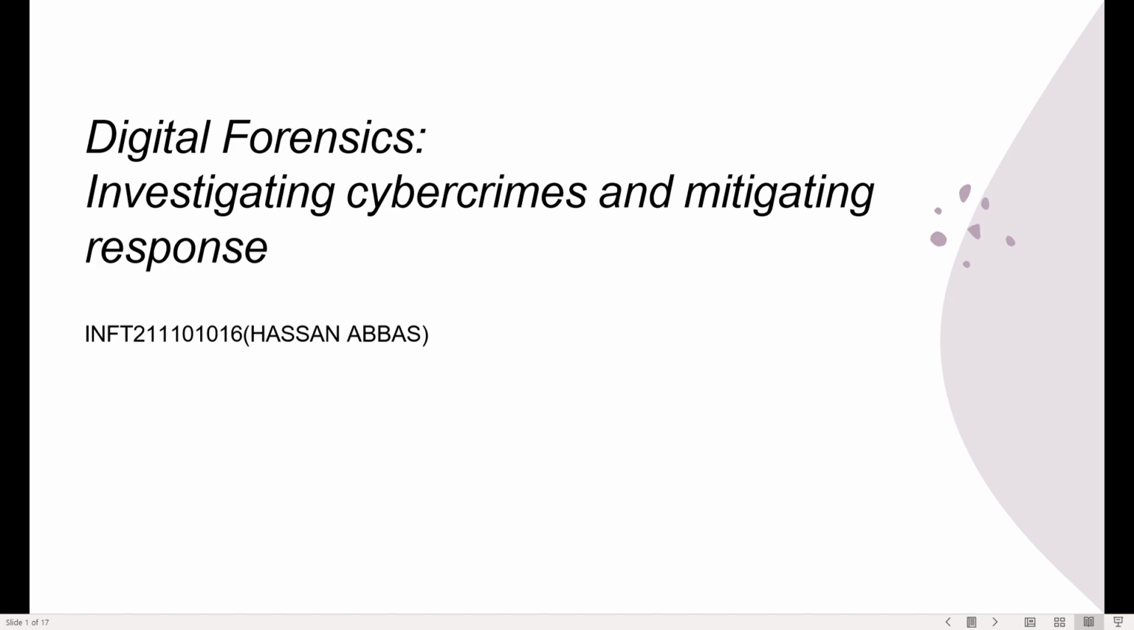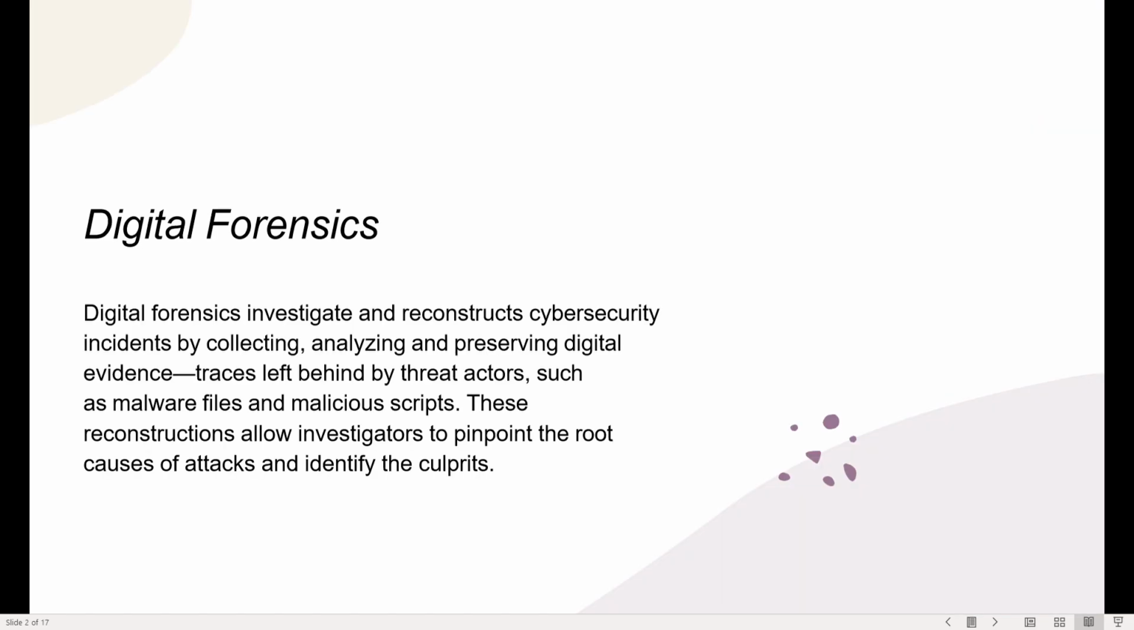I am from BS-IT 6th semester. My topic is digital forensics, investigating cyber crimes and mitigating response. Digital forensics investigates and reconstructs cybersecurity incidents by collecting, analyzing, and preserving digital evidence, traces left behind by threat actors, such as malware files and malicious scripts. These reconstructions allow investigators to pinpoint the root causes of attacks and identify the culprits.